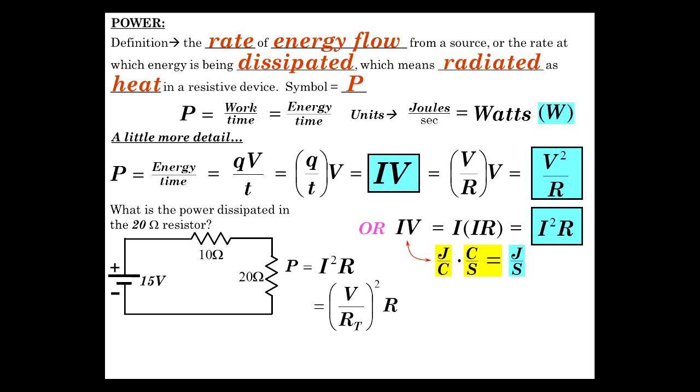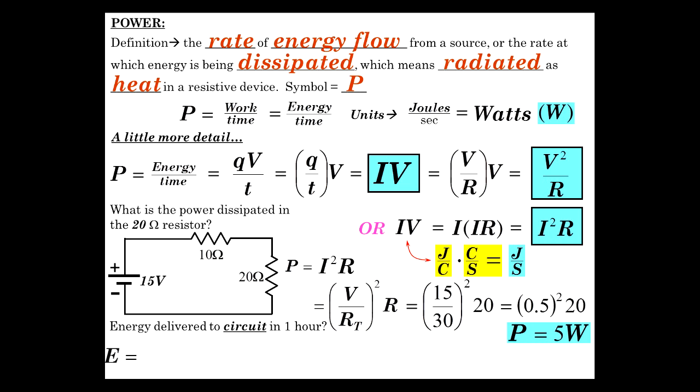I is V over R, and in a circuit it is R total, and that total resistance is 30. So we got 15 over 30 squared times the resistor in question. I mean, this is the current through that resistor, obviously. So 0.5 squared times 20, 5 watts. Knowing that the power, the rate at which energy is delivered, is 5 joules per second, or 5 watts.